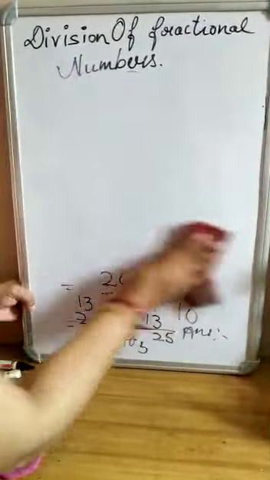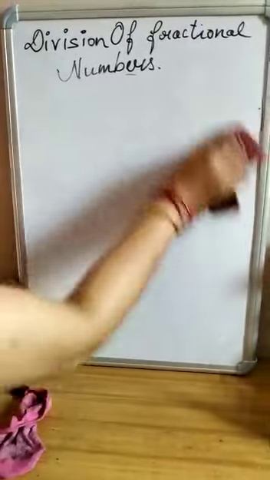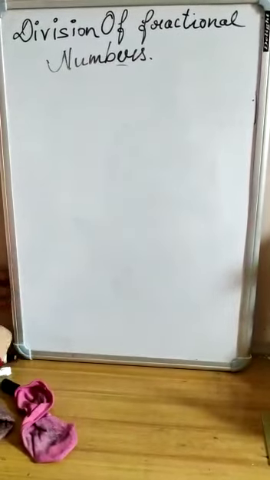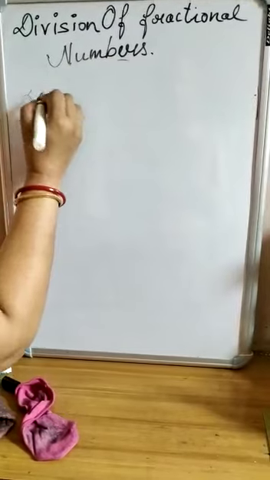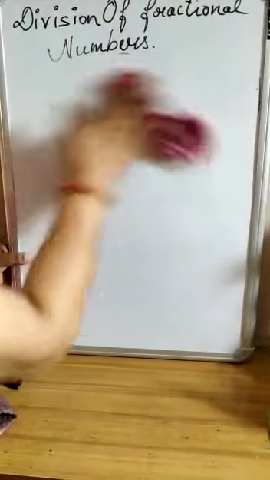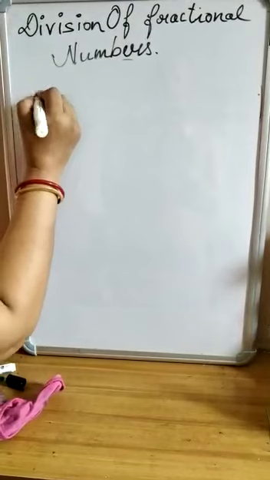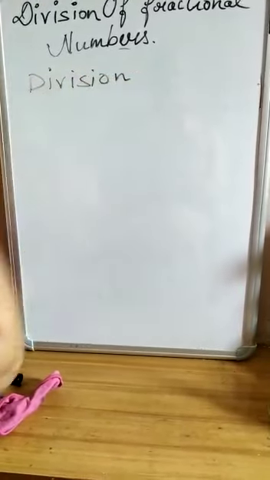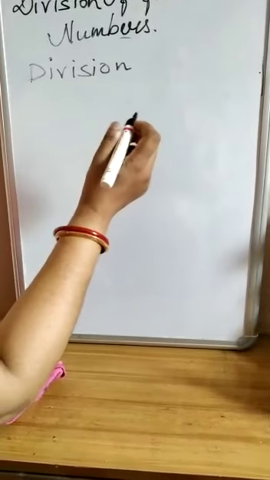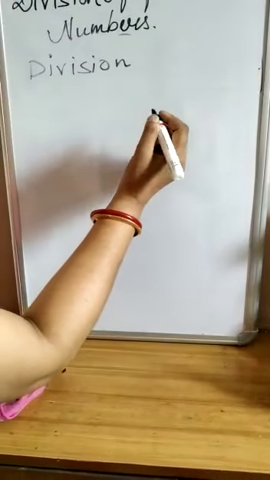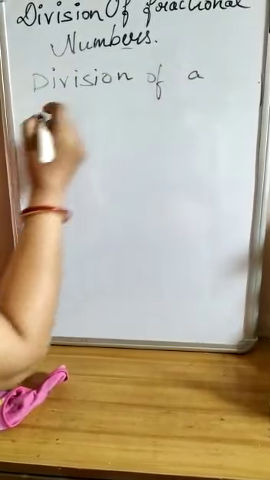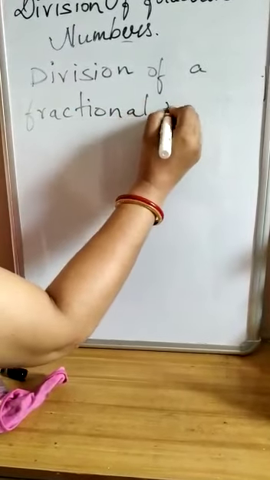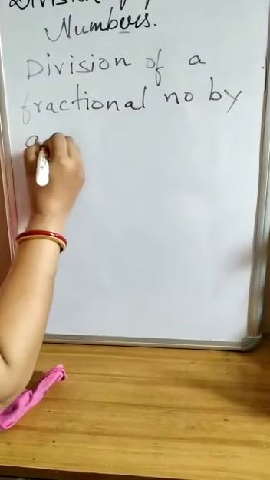Now coming to the next. Same thing, but here the division between two fractional numbers. Division of a fractional number by another fractional number.